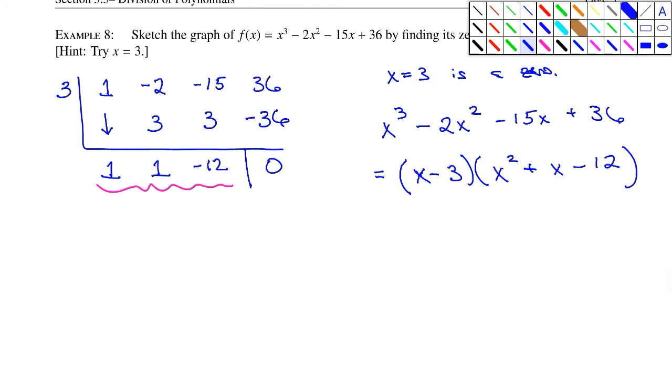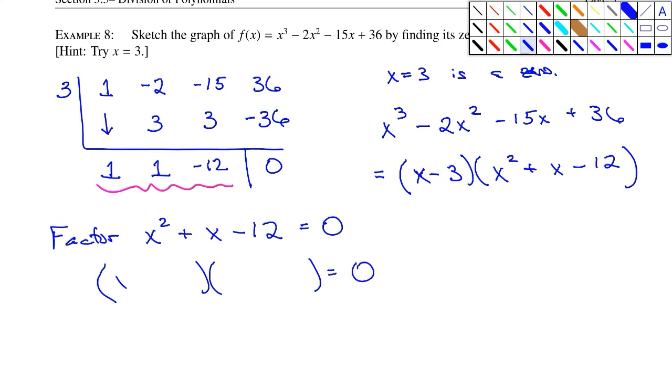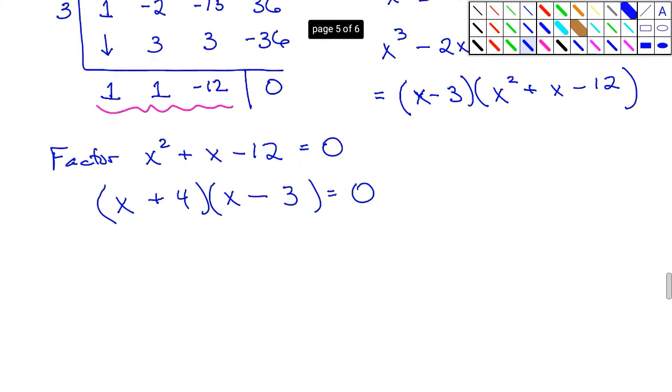I need to keep going to find the rest of the zeros. So I'm going to factor this leftover part, x squared plus x minus 12, when it's equal to 0. Since it's a quadratic and it does factor, it won't be too bad. We have x and x, and then we have 4 and 3 with a plus 4 and a minus 3. So that gives me x is equal to negative 4 and x is equal to 3.